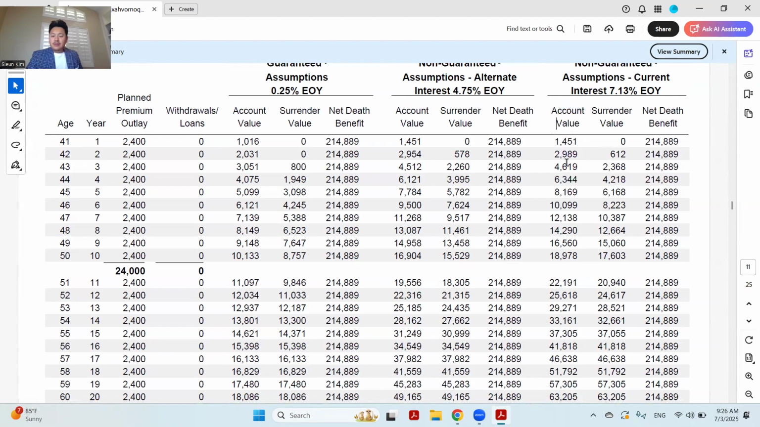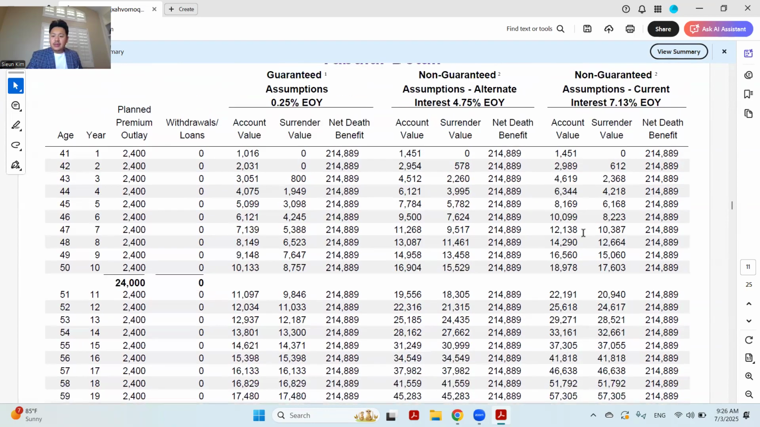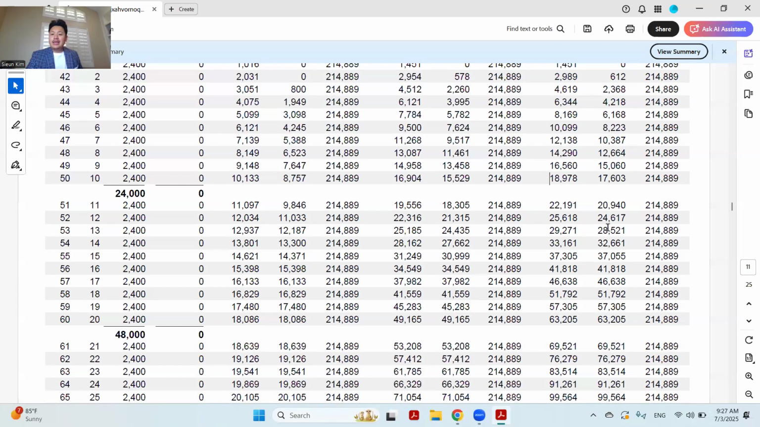This is the account value. So the client's account value is growing. This is the surrender value. Surrender value means that if the client wanted to cash out the policy and just walk away, that's what they'll walk away with. Okay? Because there is a surrender fee in the beginning of the policy. That's why you see 0 here, only 612 here, 2300 here. But as the years go by, the surrender fee gets lower and lower. And eventually after 15 years, there are no more fees whatsoever. Okay. The cash value and the surrender value are the same.